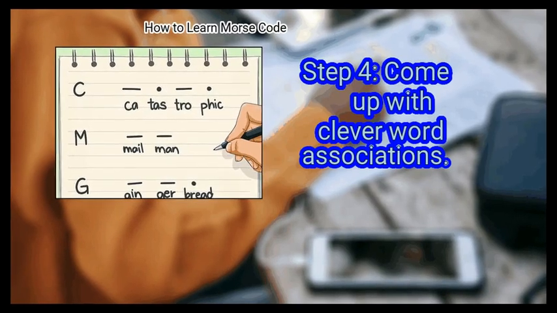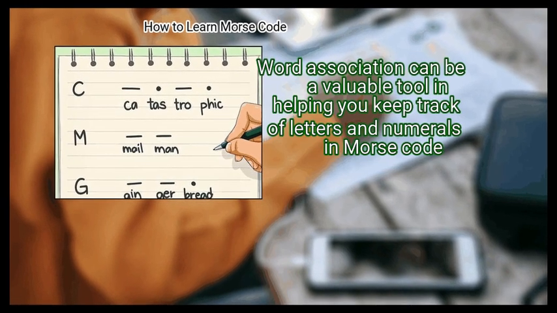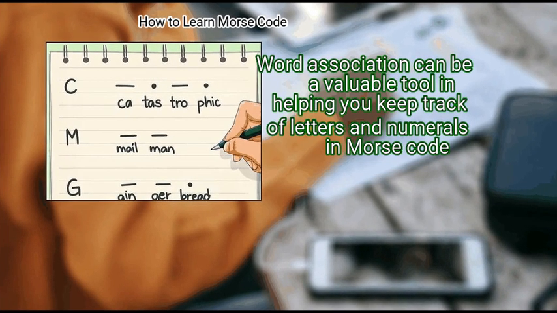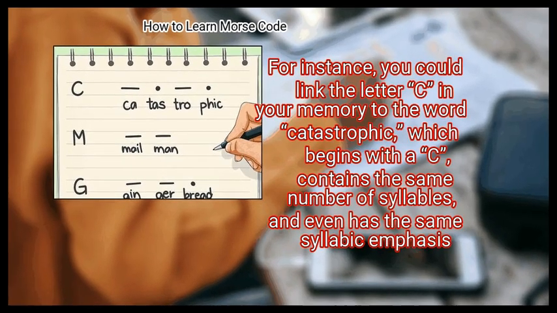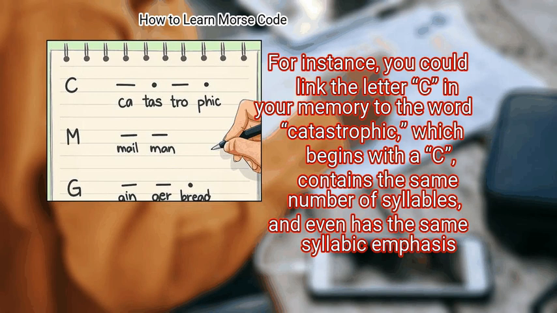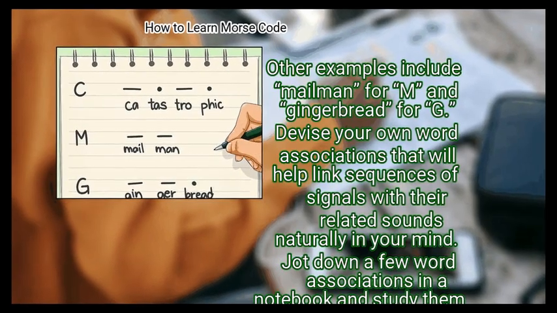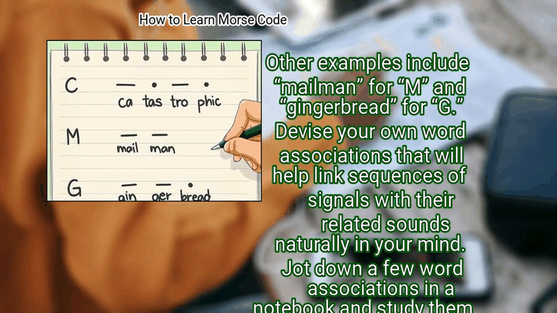Step 4. Come up with clever word associations. Word association can be a valuable tool in helping you keep track of letters and numerals in Morse code. For instance, you could link the letter C in your memory to the word catastrophic, which begins with a C, contains the same number of syllables, and even has the same syllabic emphasis. Other examples include mailman for M and gingerbread for G.